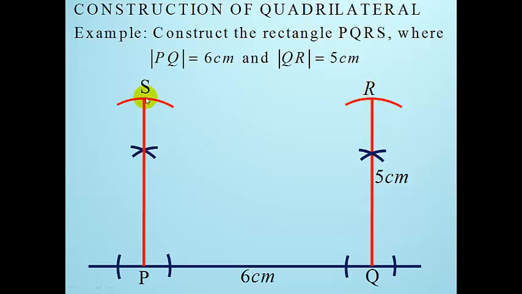Now we draw a straight line from S to R. So now we have P, Q, R, S. And that is a rectangle. So that is how we construct the rectangle. That is how we construct a rectangle when you are given two sides.